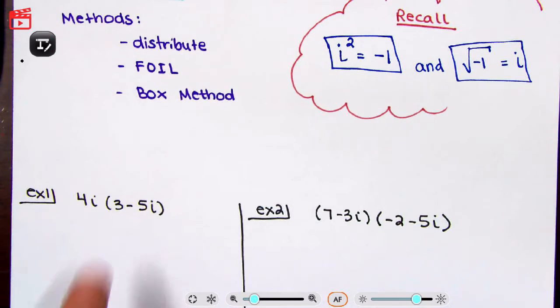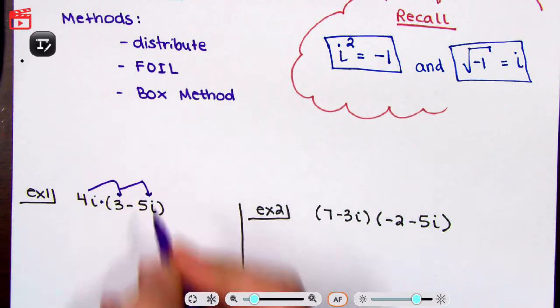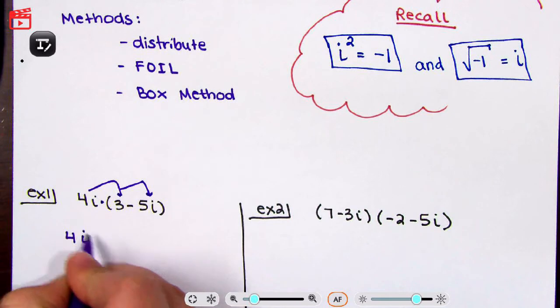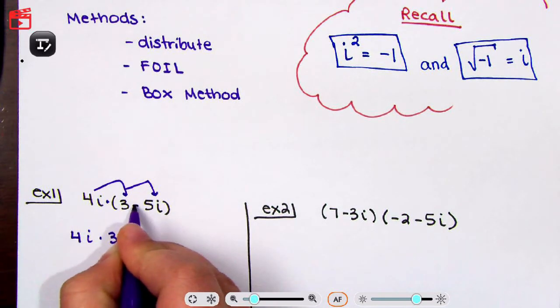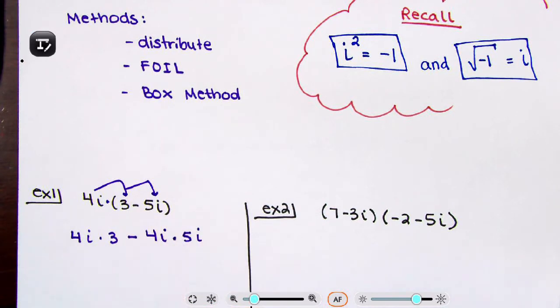So let's start here. Here I have one term that is being multiplied inward. Now when you're multiplying, it's a little bit different because you want to multiply things that are the same, just like when you were doing with variables. The i's go to i's, the numbers go to numbers. So I have 4i times 3, and this is a negative, 4i times 5i. So make sure that you have the numbers going together and the letters going together.